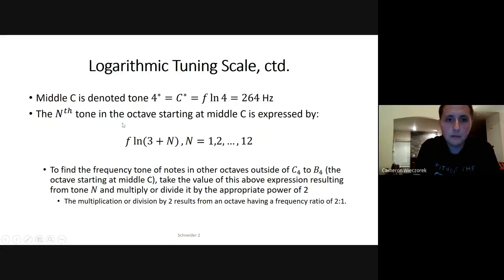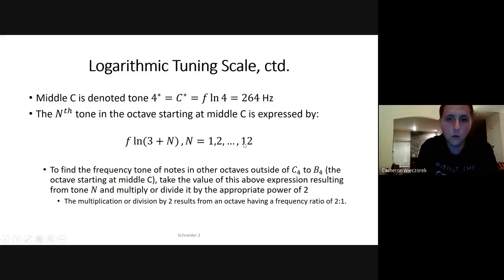But this is where the logarithm comes in. Any note after middle C in that octave, the nth tone in that octave starting at middle C, is expressed by the value F times the natural log of 3 plus n. All n represents is the nth tone in the octave starting at middle C. So if n equals 1, you would get F times natural log 4, which is middle C. That gives you 264 hertz. C sharp would be n equals 2. So you would have the natural log of 5 times F. And that's how you build your frequency values using this logarithmic scale.